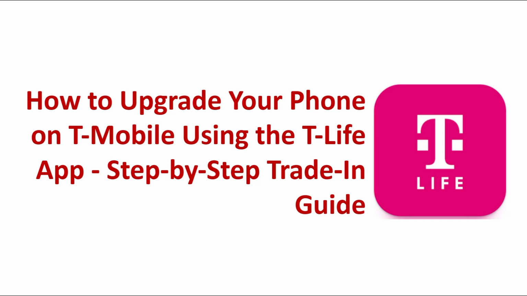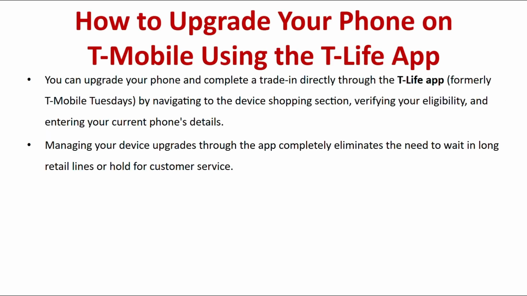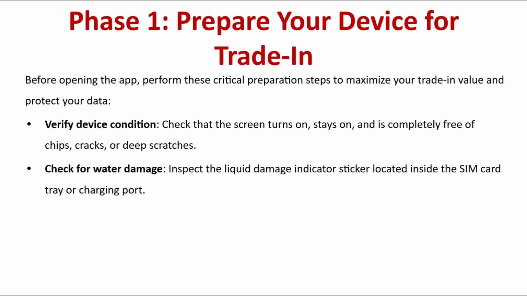Today in this video, we are going to see how to upgrade your phone on T-Mobile using the T-Life app, step-by-step trade-in guide. You can upgrade your phone and complete a trade-in directly through the T-Life app, formerly T-Mobile Tuesdays, by navigating to the device shopping section, verifying eligibility and entering your current phone's details. Managing your device upgrades through the app completely eliminates the need to wait in long retail lines or hold for customer service.